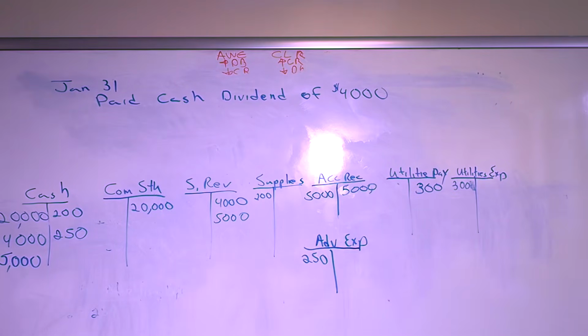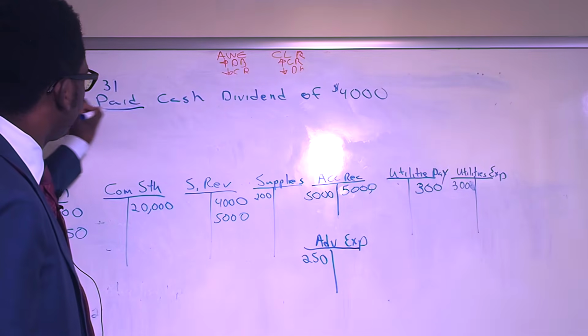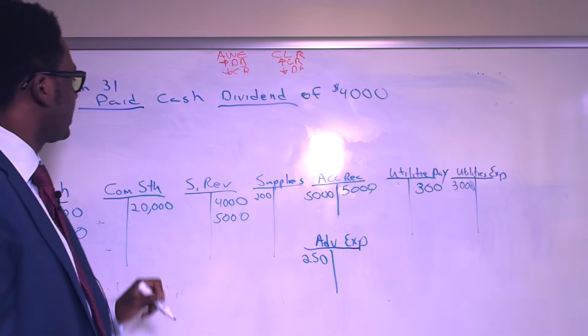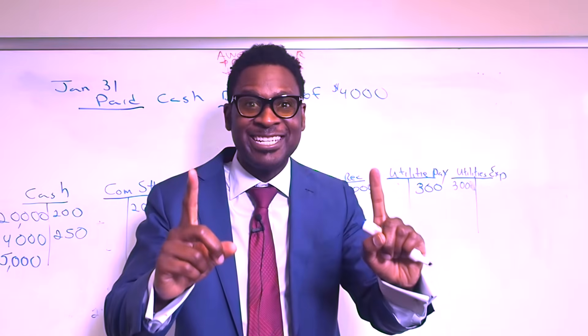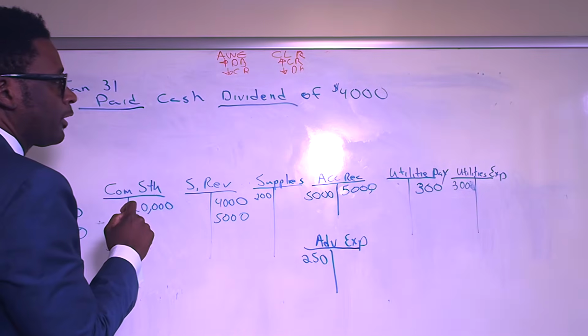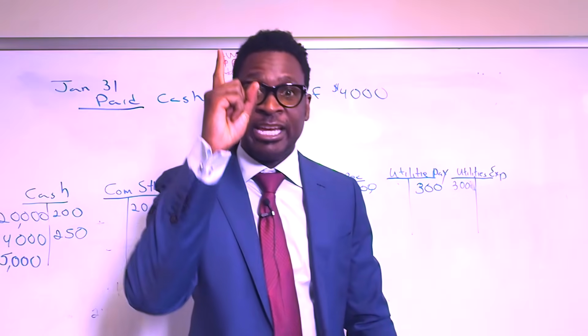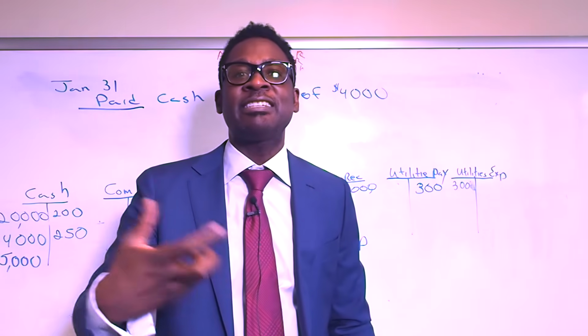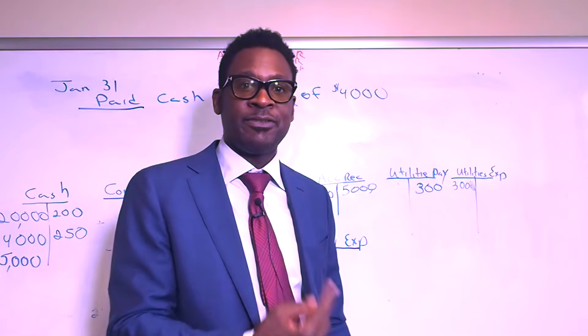The final transaction. January 31st, paid cash dividend of $4,000. So, pretty simple, gang. We should be getting familiar with these keywords, right? Paid, dividends, right? Anytime we see paid and a company paid, we always credit cash. So we're halfway there, okay? The other keyword obviously is dividends, right? And so dividends has increased in the company because more dividends have been given before this transaction. So our dividends went up.